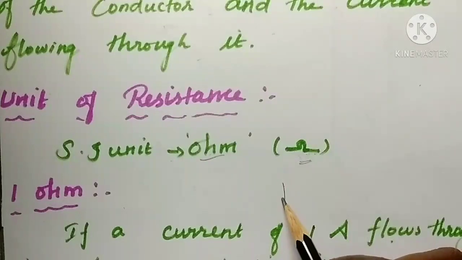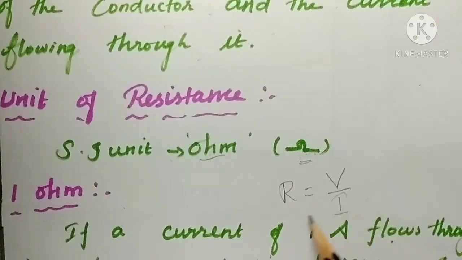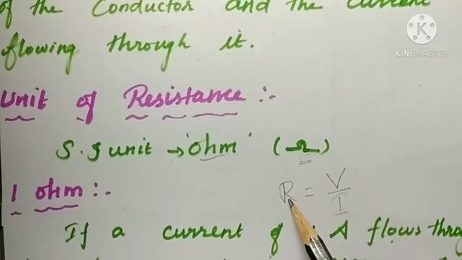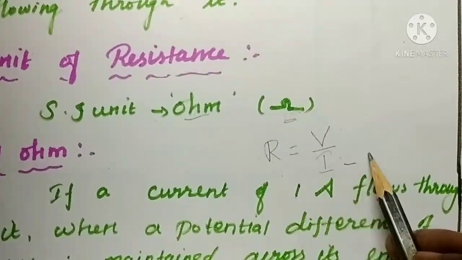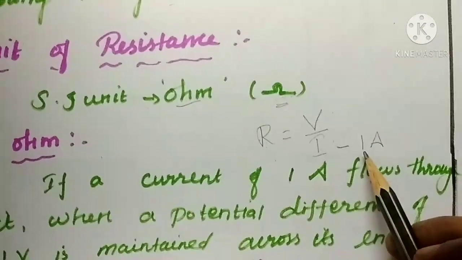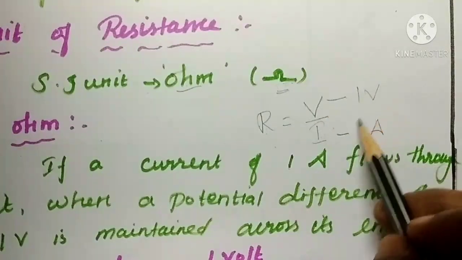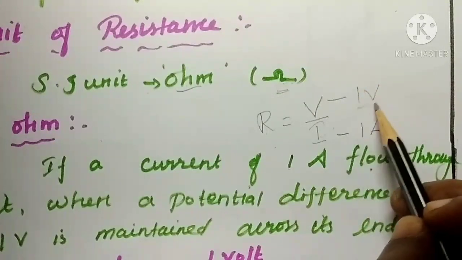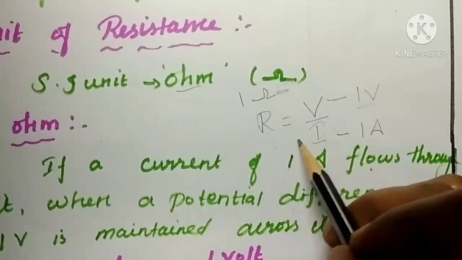Once again you have to remember this formula: R is equal to V by I. You all know that the unit of current is ampere, the unit of potential difference is volt, and the unit of resistance is ohm. Now we can define 1 ohm. If a current of 1 ampere flows through a conductor when the potential difference is 1 volt, then the resistance is equal to 1 ohm.